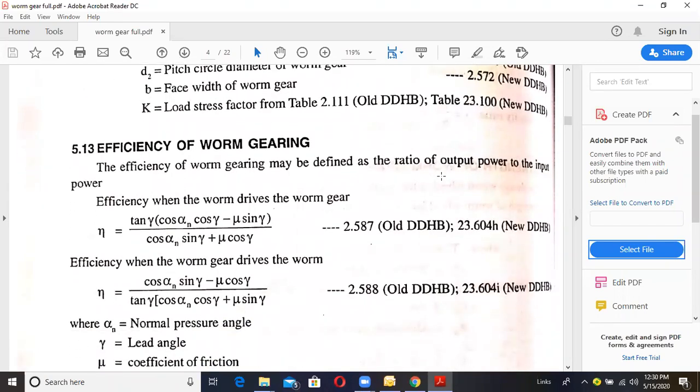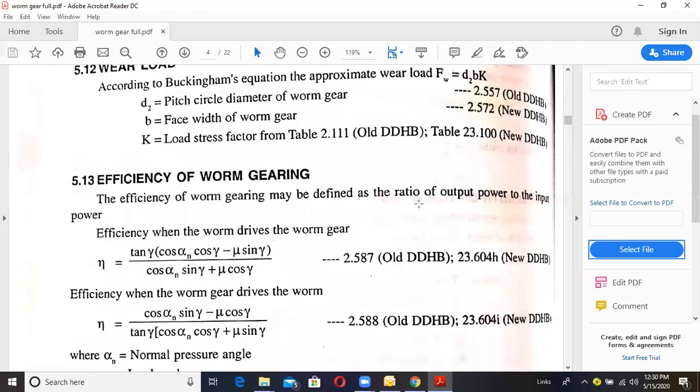After that, we are going to calculate efficiency. In the last session, I told you that the disadvantage of the worm gear is less efficiency, due to high heat generated. Yesterday I told you the disadvantage. So therefore, we are going to calculate the efficiency. Efficiency can be defined as the ratio of output power to input power. You know the formula of efficiency: output divided by input.